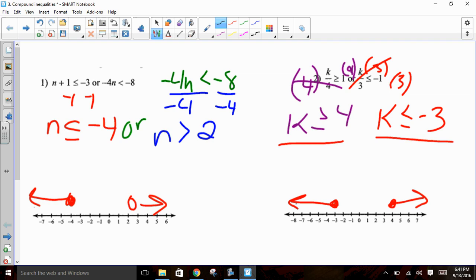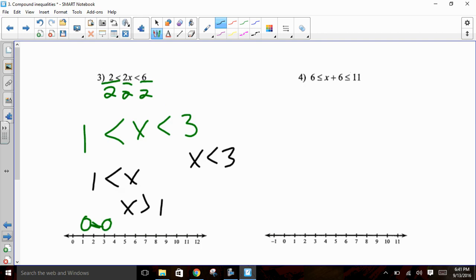And together, or away. I have this nice little hand sign that I use, but you can't see it, obviously. I'll just show it to you guys sometime. So let's take a look at number 4.